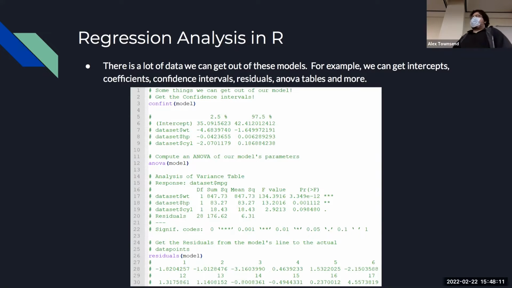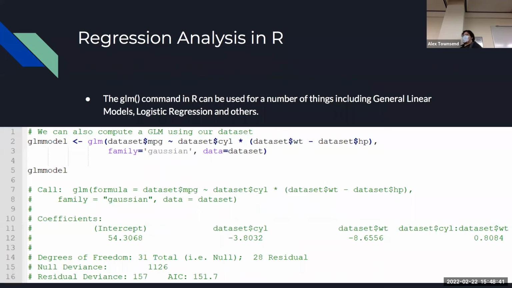You can also look at the residuals of the model by typing residuals and then model. What that'll do is give you the distance between each of the data points and the corresponding point on the line in the model that you created. So by looking at the residuals, you can tell just how good of a model this is, and how closely it lines up with the actual data points that I have.